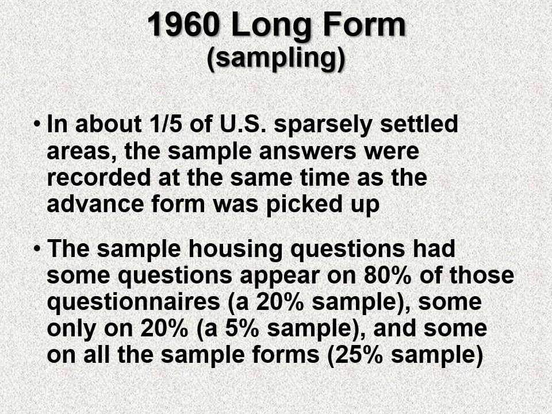So, more information about the sampling, because it did vary throughout the United States. In about 1/5 of U.S. sparsely settled areas, these are rural areas, the sample answers were recorded at the same time as the advance form was picked up. They did both of them at once. The sample housing questions had some questions appear in 80% of those questionnaires, and some of them only on 20%, and some questions on all of the housing questionnaires. So, a certain amount of variation in the forms and the summaries that you will see.